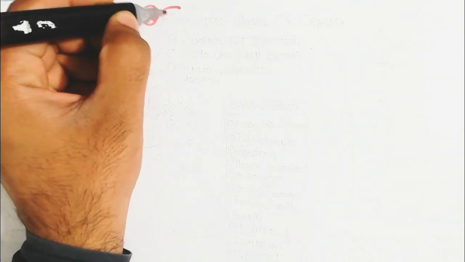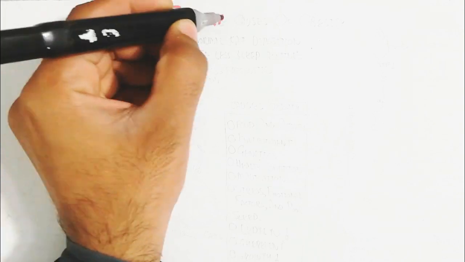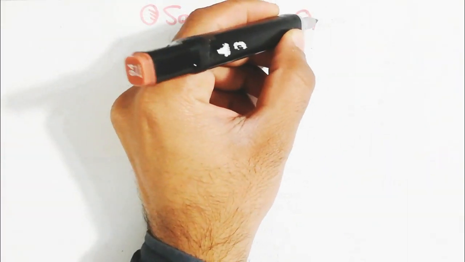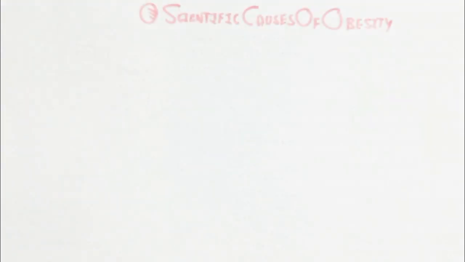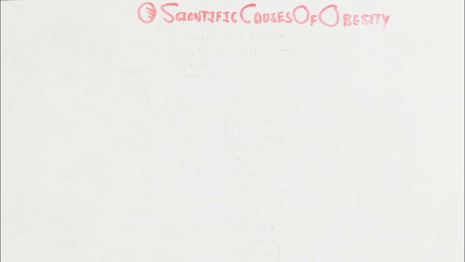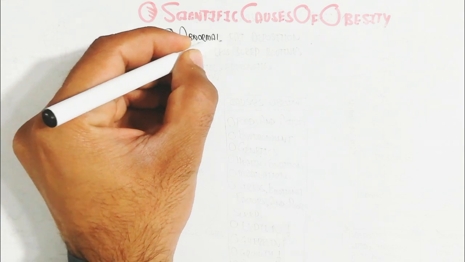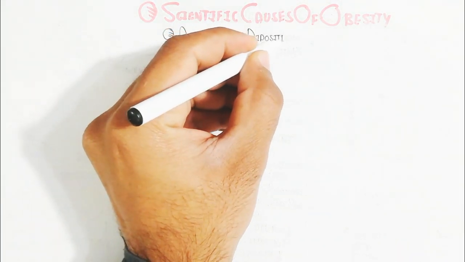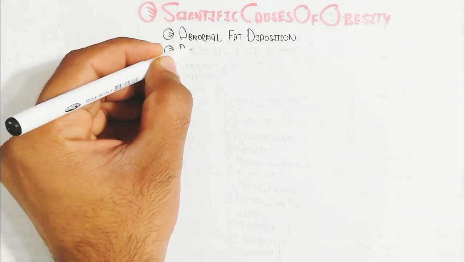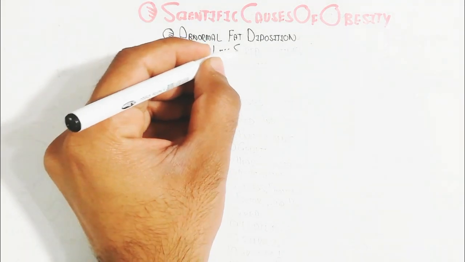Hello, in this video we will understand the scientific causes of obesity. What are the scientific causes of obesity? Basically, abnormal fat deposition due to poor sleep routines, genetics, epigenetics and medication. The medication, basically, the drugs. This also includes the genetic and epigenetic factors.